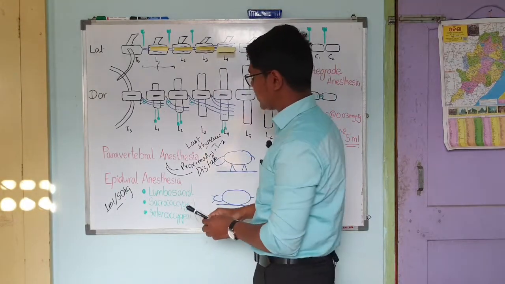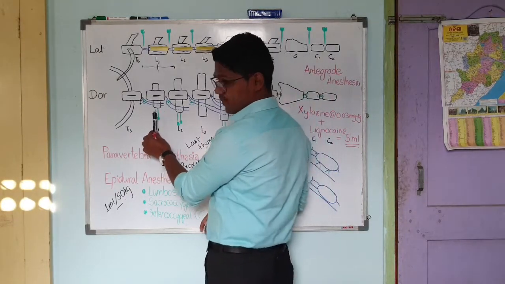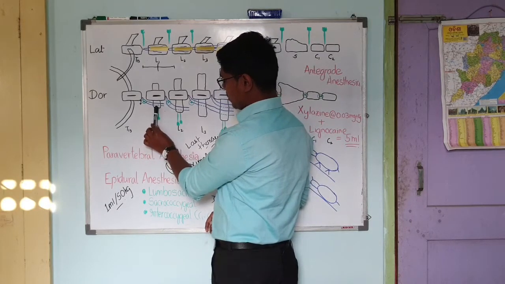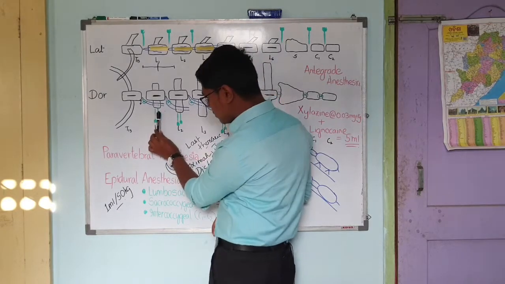Here you can understand better. You see, you will place your needle just close to the horizontal process, the wing of L1, deposit 5 ml, then below.